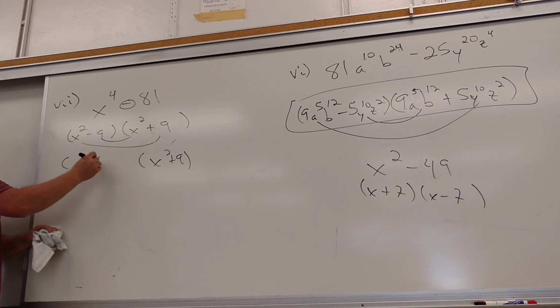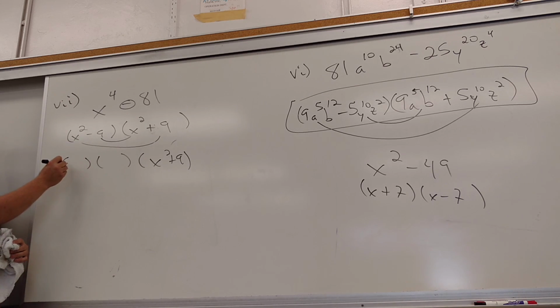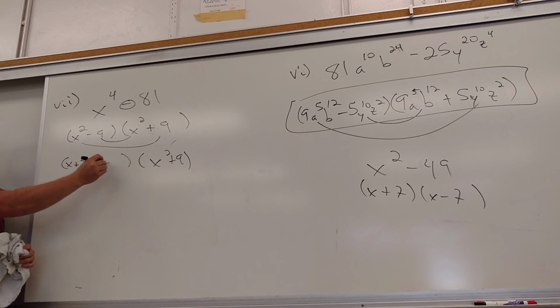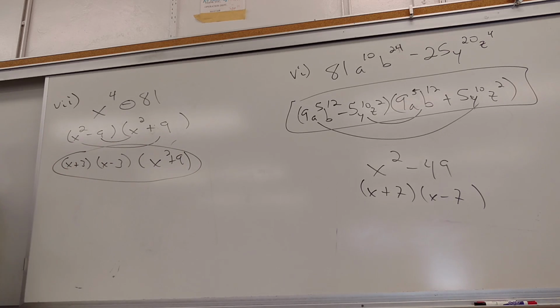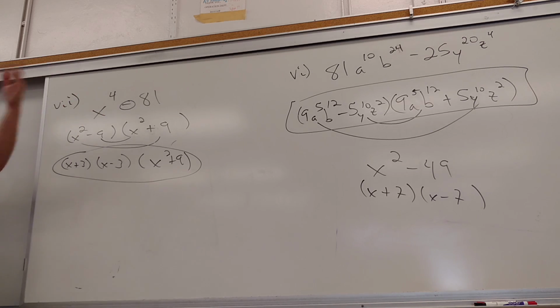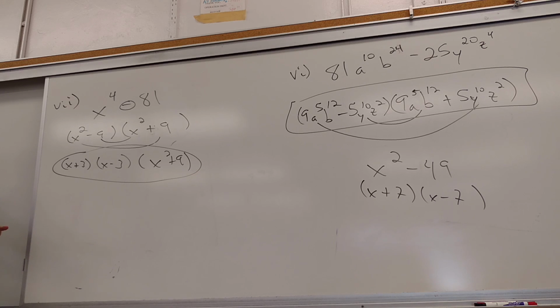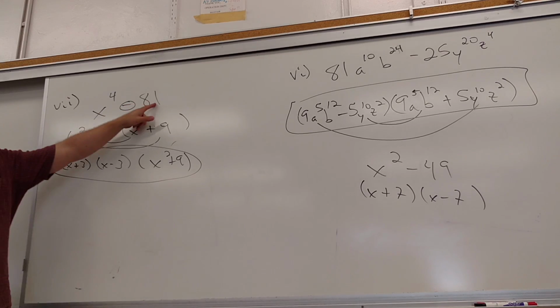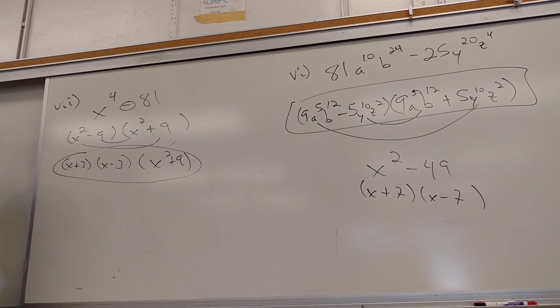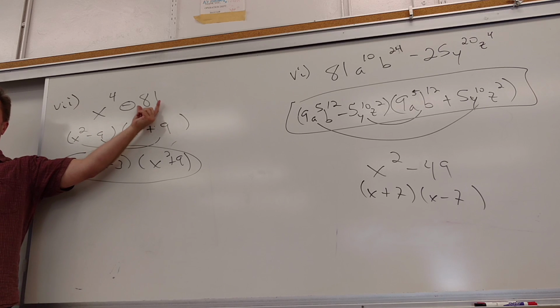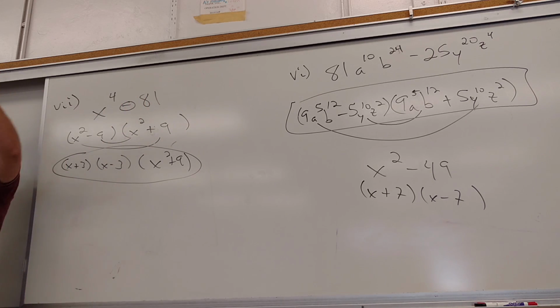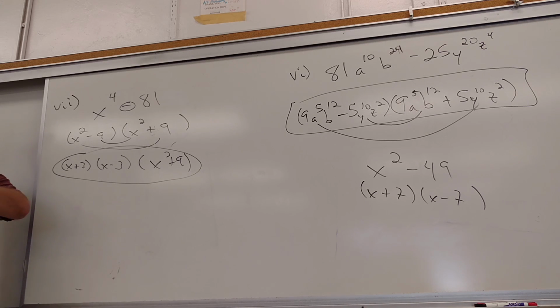This one though, x plus 3, x minus 3. Bam. So when your power is higher than 2, there's a chance you're going to do multiple steps. Okay. Why is 81 going to work? Because it's 9 times 9. Both 9s are squares. What other number would work here? 16, because 16 is 4 times 4, and 4 and 4 are squares. Maybe you guys start to see what to look for.